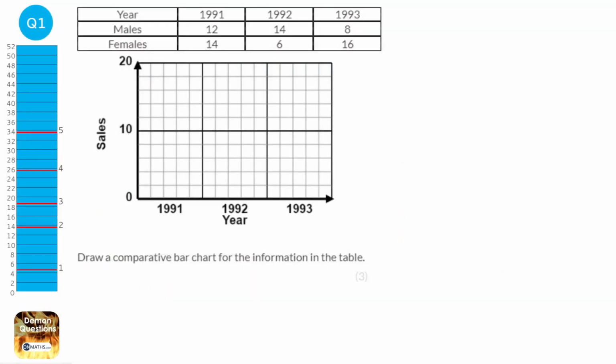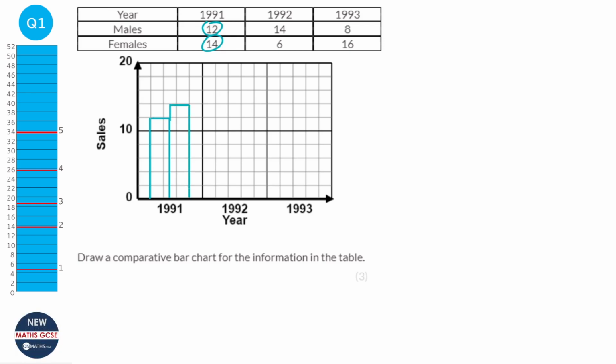A comparative bar chart is where you have two bars next to each other meaning different things. So it's probably easier just to start drawing it and then we can talk about it as we go along. So we've got males here at 12. And so what we want to do is a bar that is 12 high. And these are going up in twos. So it will be up here. There we go. And then right next to it, we're going to do females, which is 14. And so what we're going to make this go up to 14.